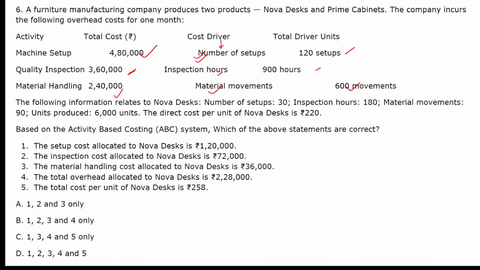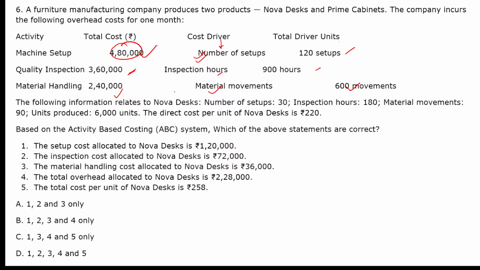Okay. They have given you the total and they have given you one of the aspects, so we can find out for Prime Cabinets. Based on activity based costing, which of the following statements are correct? The setup cost allocated to Nova is 120. Let's calculate it.